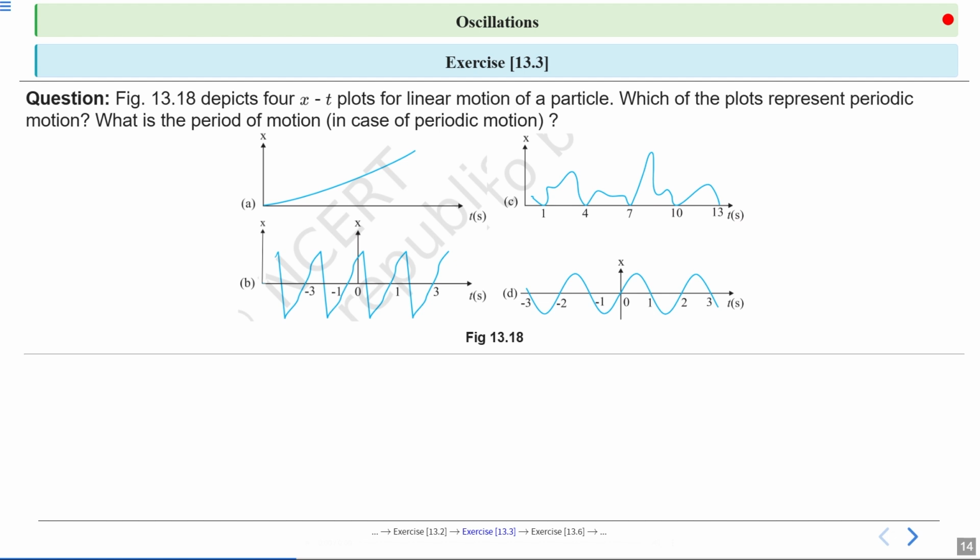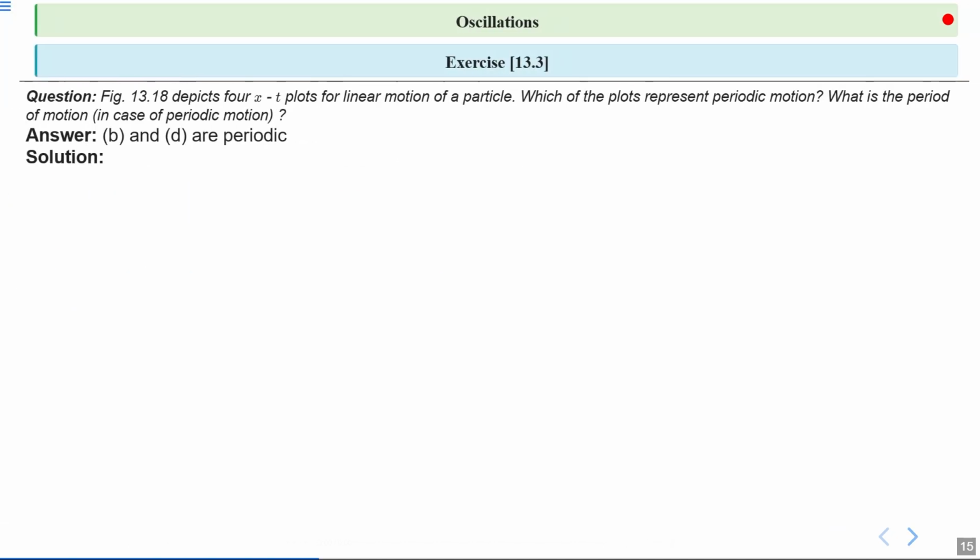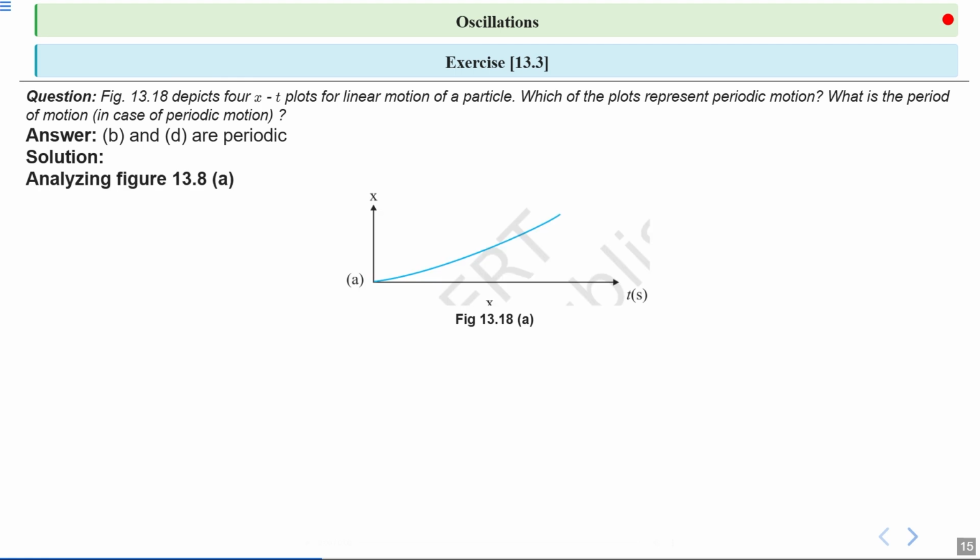Figure 13.8 depicts x-t plots for linear motion of a particle. Which of the plots represent periodic motion? What is the period of motion in case of periodic motion? So B and C options are periodic. Analyzing figure 13.8a, it's not a periodic motion.